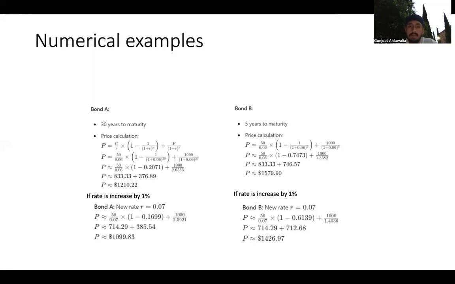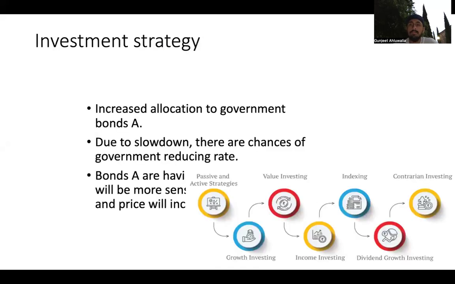This example highlights the impact of duration. The longer the time to maturity, the greater the price change for a given change in interest rates. Investors need to consider duration risk when making investment decisions, particularly in anticipation of interest rate movements.